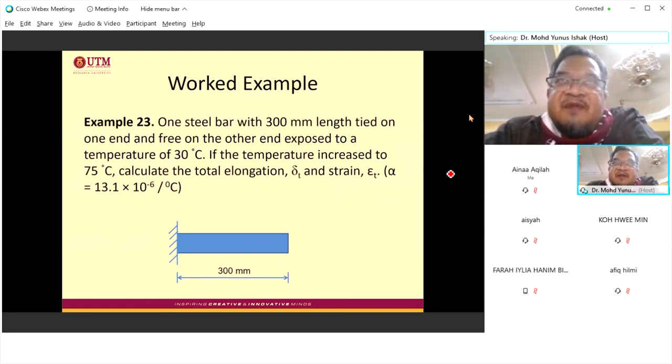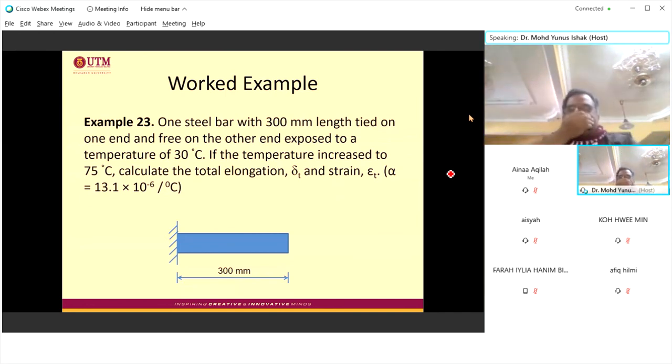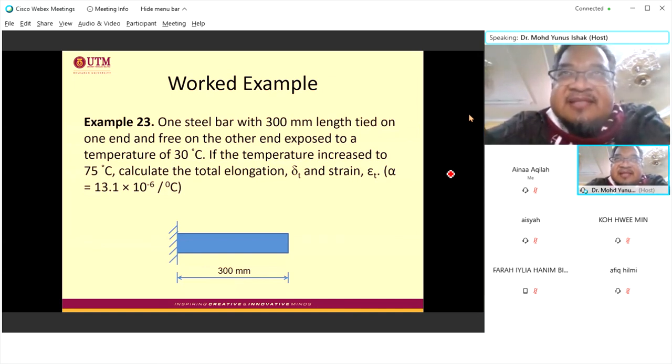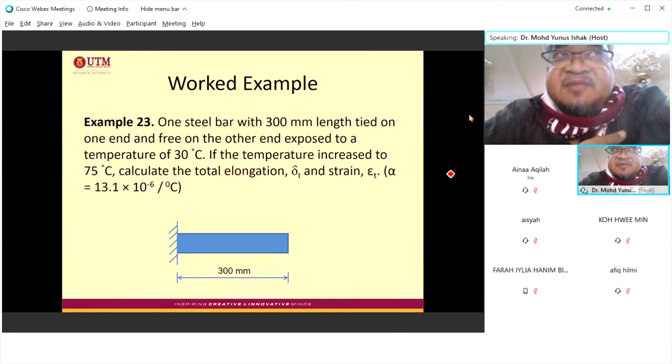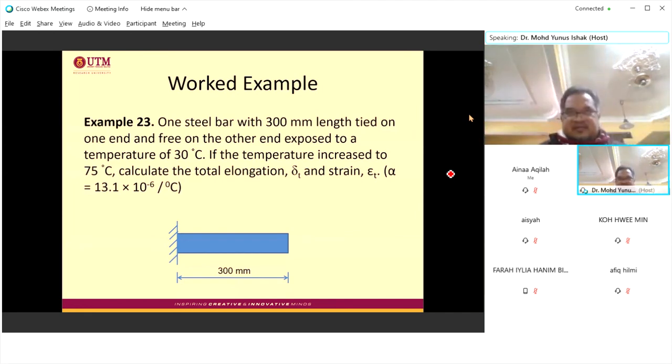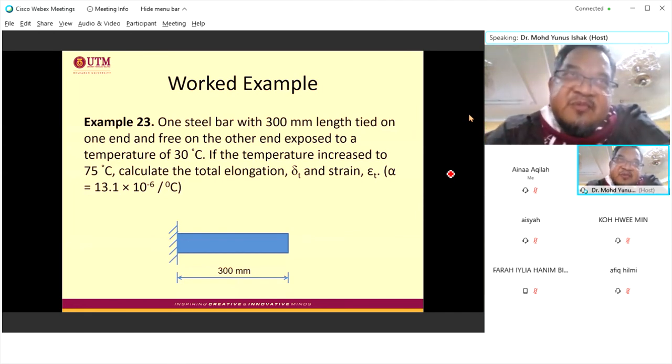One steel bar with 300 millimeter length tied on one end and free on the other end exposed to the temperature 30 degree. If the temperature increased to 75 degree, calculate the total elongation delta L and the strain. The thermal expansion is 13.1 multiplied by 10 power of negative 6 per degree. So you must change the unit according to the temperature. So kalau dia sini Fahrenheit, sini Celsius, you kena tukar.